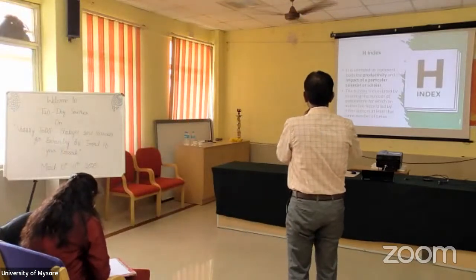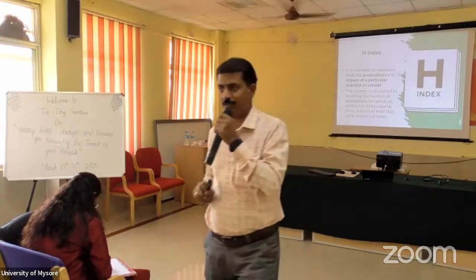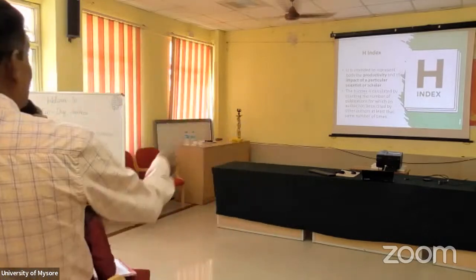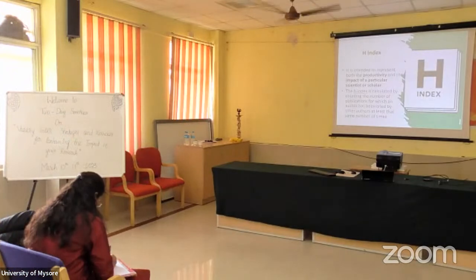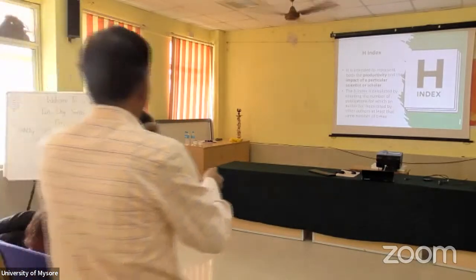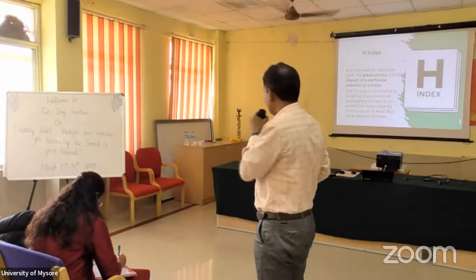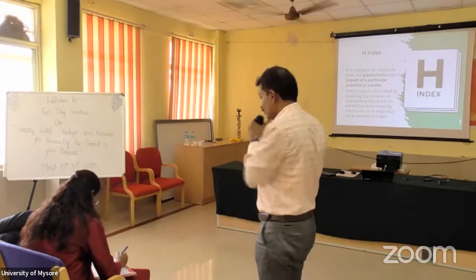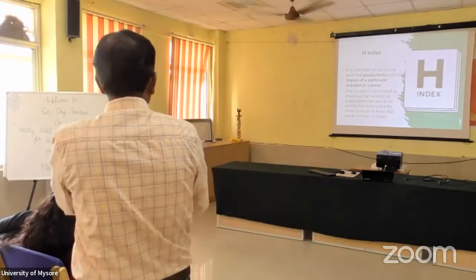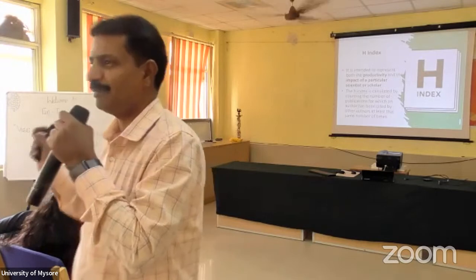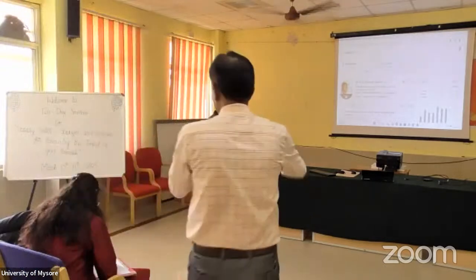See, this is intended to represent two important components: one is productivity, the next is the impact of a particular scientist or other analysis. How is it calculated? The H index is calculated by counting the number of publications for which an author has been cited by other authors at least the same number of times. That is called H index. We shall see how it will be calculated.